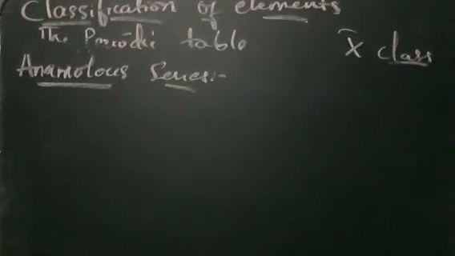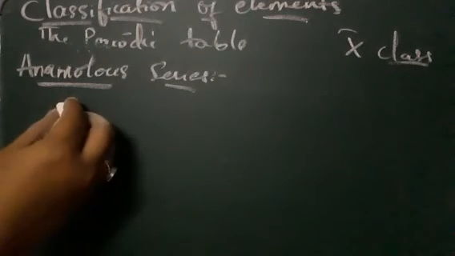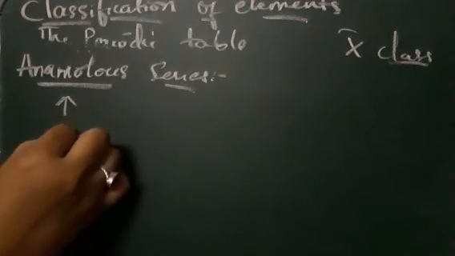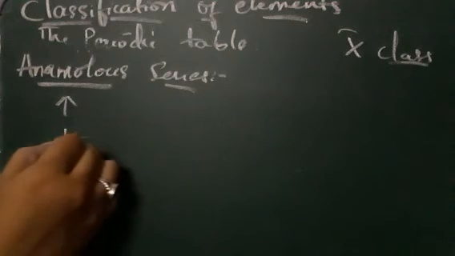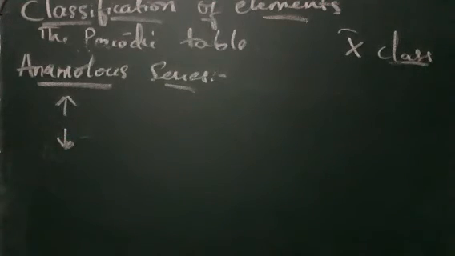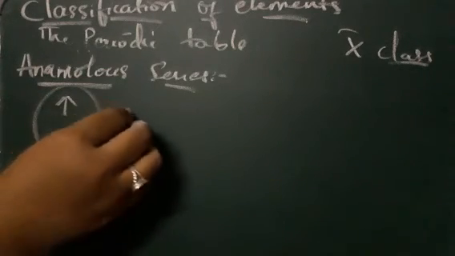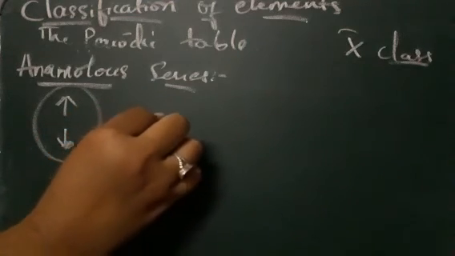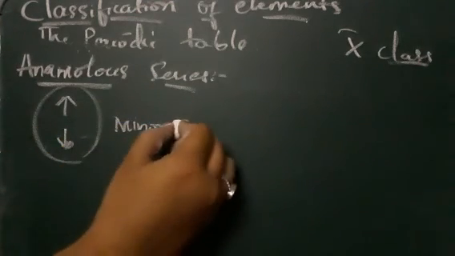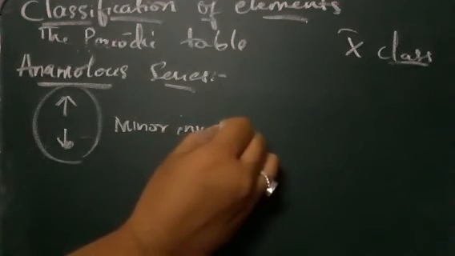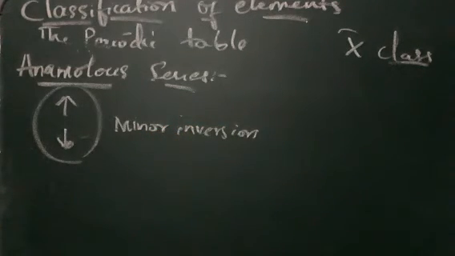Then the next salient feature is the anomalous series. In some anomalous series, what happened is that the higher atomic weight elements were placed first, and after this the lower atomic weight elements were placed. They came to know that there was something wrong with this. So Mendeleev accepted minor inversions. He did just some minor inversions to place the elements in the proper position, to keep them in their correct position.